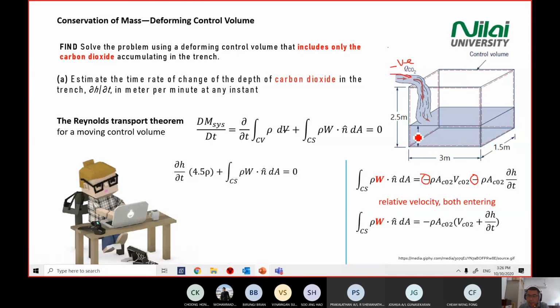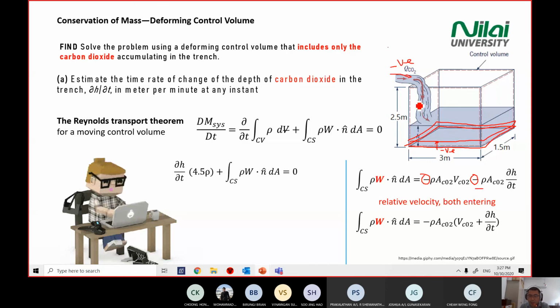What happened to the bottom one? Your CO2 accumulates from the bottom, becomes the second layer, and then so on. So your CO2 actually accumulates and enters into the control volume from outside. That's why you get a negative sign here, that's why you get a negative sign for the second component.